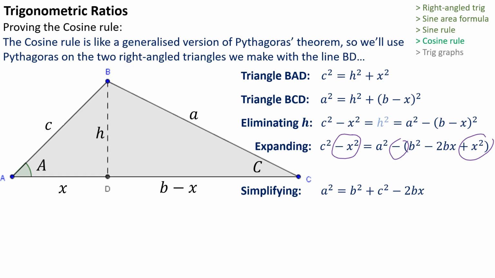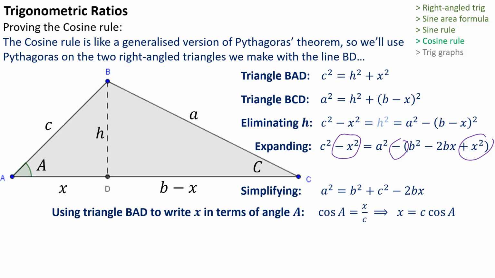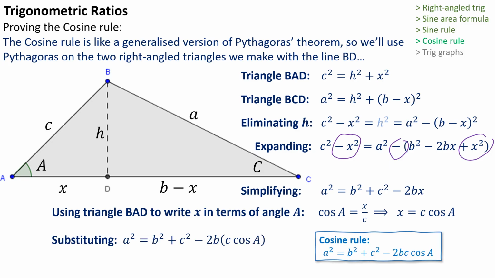So I just need to convince myself that little x is equal to little c times cosine of capital A. And we can get that directly from triangle BAD by using some right-angled trigonometry. We can see that cos A is going to be the adjacent side x divided by the hypotenuse c. So now we can replace x. Sub that in, and now you're staring at the cosine rule.